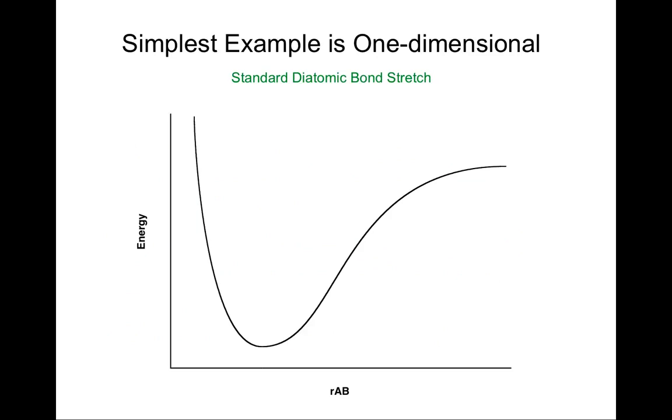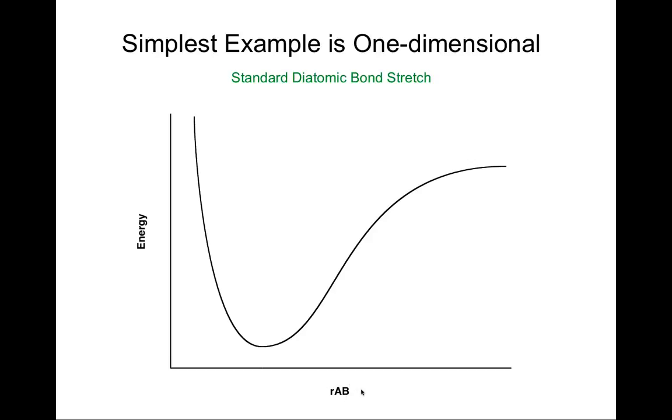And so the simplest example of a potential energy surface is an easy one to graph, happily. It's a one-dimensional surface. And so here I have a standard diatomic bond stretch. And so typically when I'm going to create a potential energy surface, if I'm going to try to graph in two dimensions, as I'm able to here, my y-axis is going to be the energy. It's a potential energy surface. That's really the quantity I'd like to read out based on structure. And then along the x-axis is going to be some sort of coordinate defining the geometry.